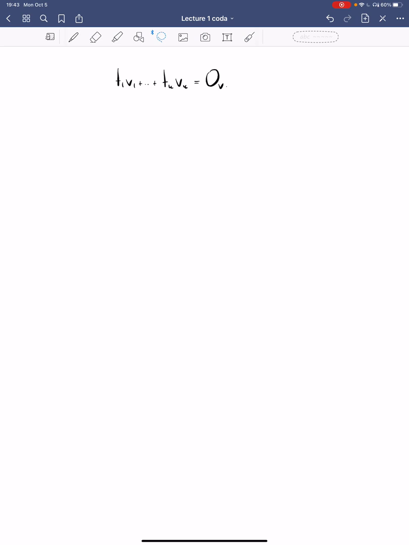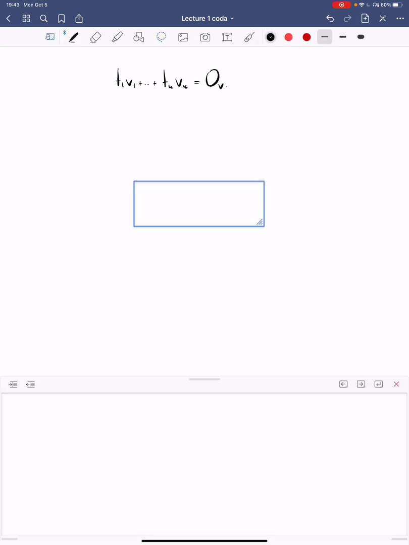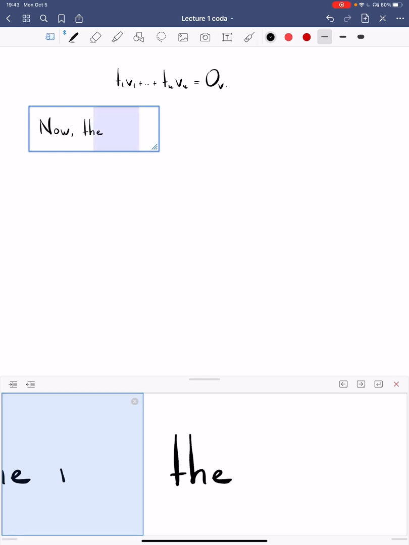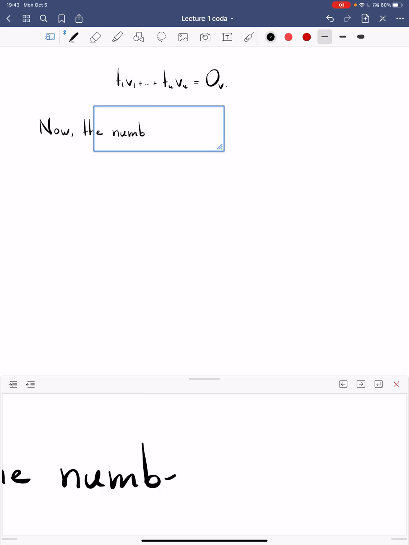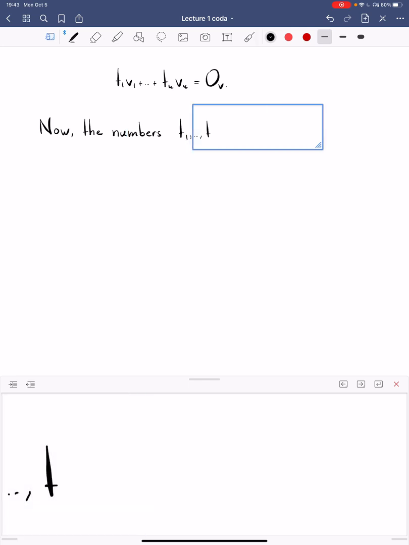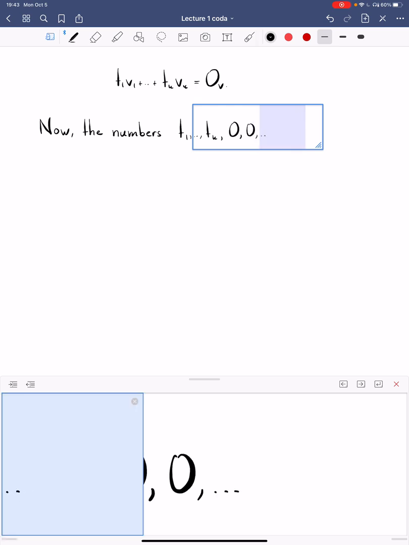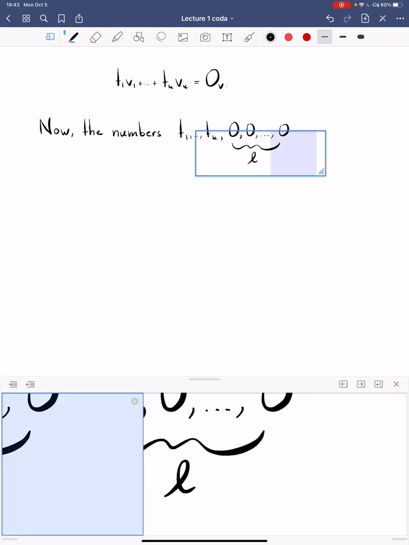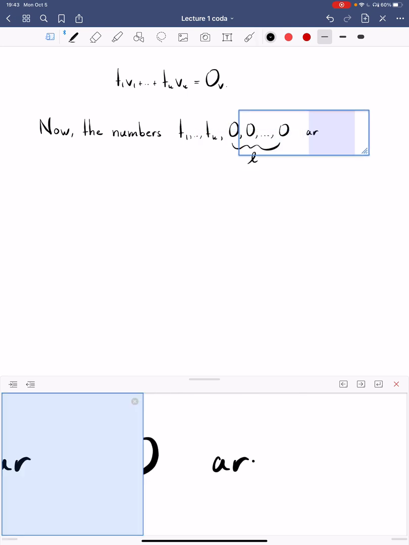All right. And these t's are not all 0. Okay. So now the numbers t1 up to tk, and then just 0, 0, 0, l times, are not all equal to 0.